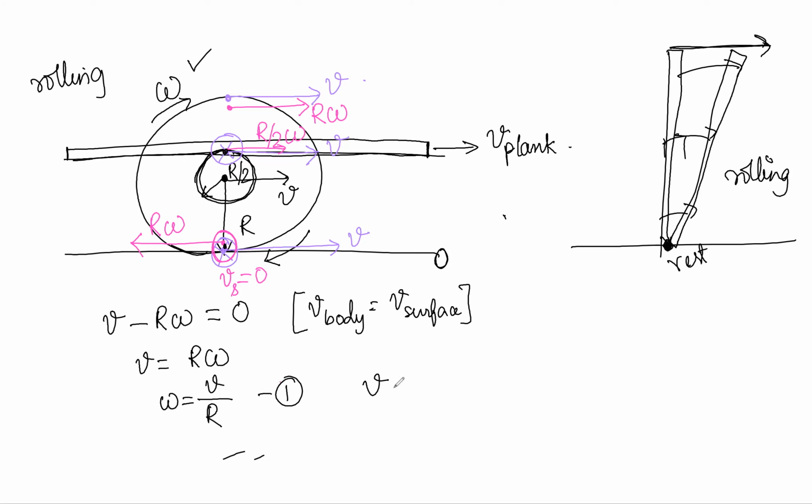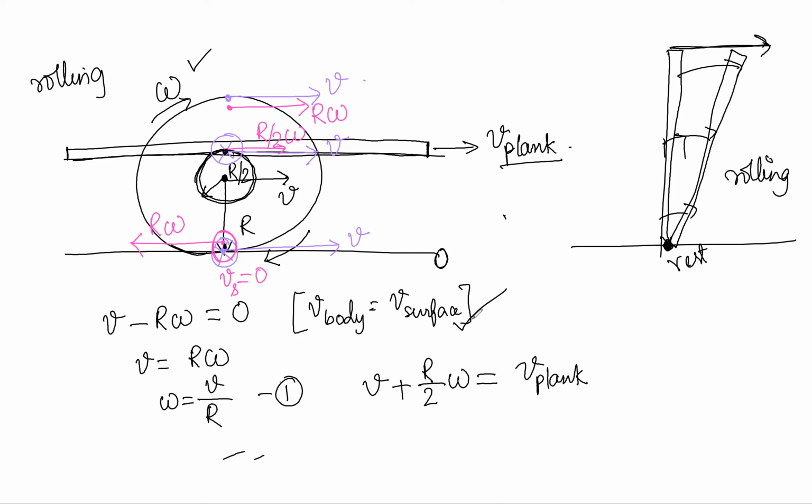It is also equal to r by 2 times omega. This is the velocity of the body. What is the velocity of the surface? The surface is a plank. So what is the velocity of the plank? V plank. Both of them have to be equal because this is rolling motion.